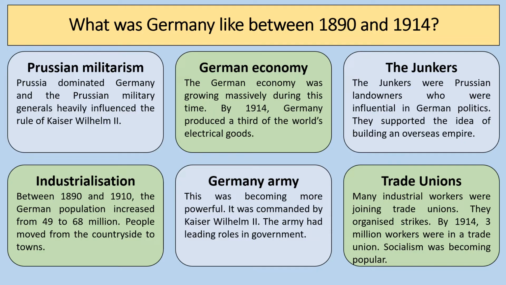Industrialization, the population increases by about a third during this time, from 49 to 68 million. The German army is becoming more powerful, and then trade unions, this rising industrialization sees more people joining trade unions to gain more rights, basically.